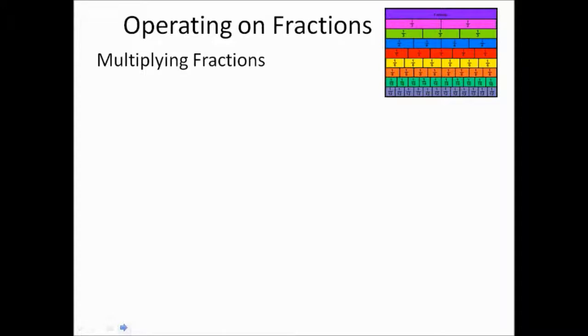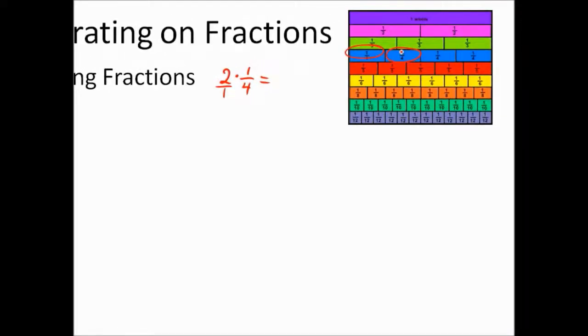One thing we can do with fractions is multiply them. So let's say you wanted to go 2 times a quarter. So you can take a quarter twice, and that actually gives you 2 over 1 times 1 over 4. That's 2 times 1, 2 groups of 1, and then 1 times 4, giving you 4.